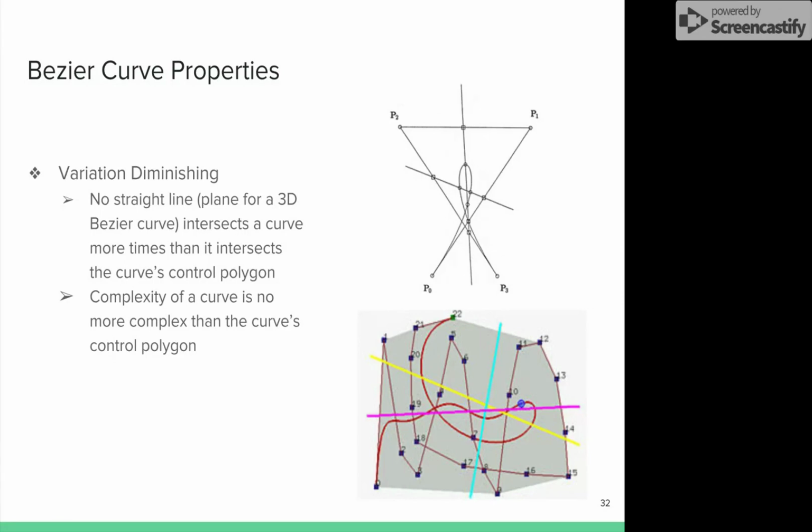Now let's look at the image right above that. Let's pick the diagonal line for this one. Let's count how many times it intersects the control polygon. 1, 2. 2 times. Now let's count how many times it intersects the curve. 1, 2. Also 2 times. So as you see here, it also does not intersect the curve more times than it intersects the control polygon. So basically, this property shows that the complexity of a curve is never going to be more complex than the curve's control polygon.